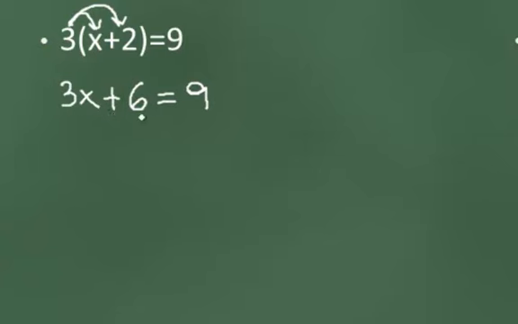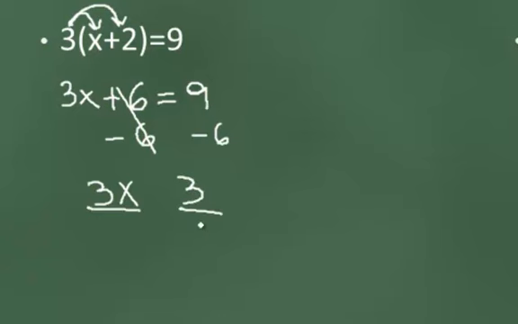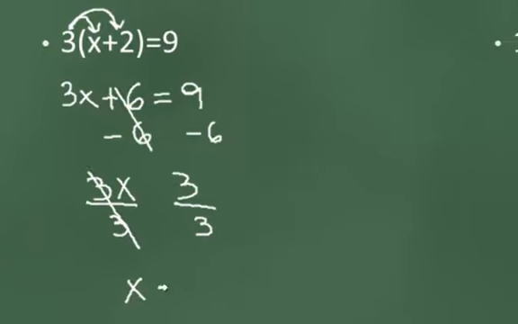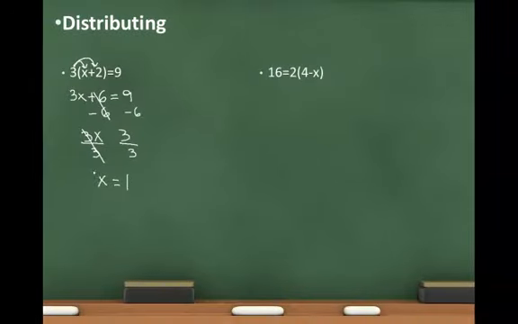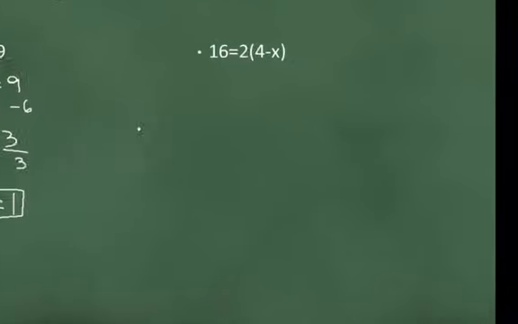And again, I'm going to start moving the positive 6 by making it a negative to go to the other side. 6 minus 6 is 0, so you're left with 3x on this side, and 9 minus 6 is 3 on this side. Divide both sides by 3 to cancel this one, and you're left with x equals 1. That would be the answer for this one.